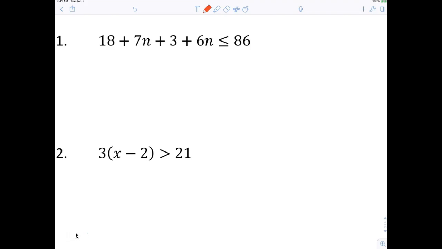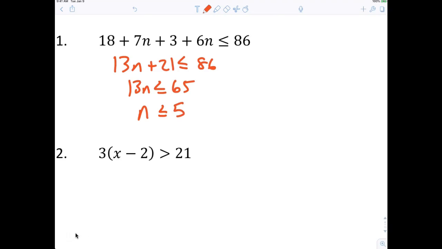All right, here we go. Combining like terms, I get 13n plus 21 less than or equal to 86. 13n is less than or equal to 65. So n is less than or equal to 5. If it's less than or equal to 5, that means we're going from negative infinity to 5, bracket around the 5.